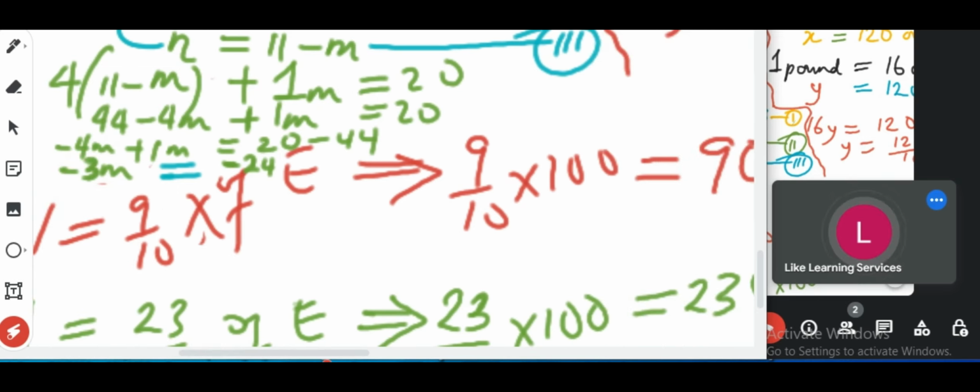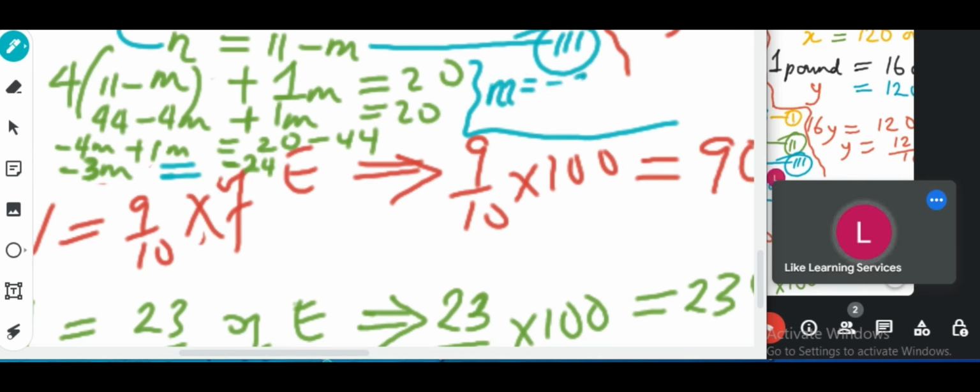M will be what? Negative 24 over negative 3. Exactly, over negative 3. So m is equal to negative 24 over negative 3, and that will give you positive 8, right? Yes. So what was the question asking us? We found m to be positive 8.